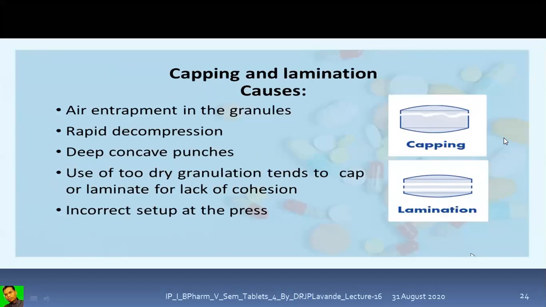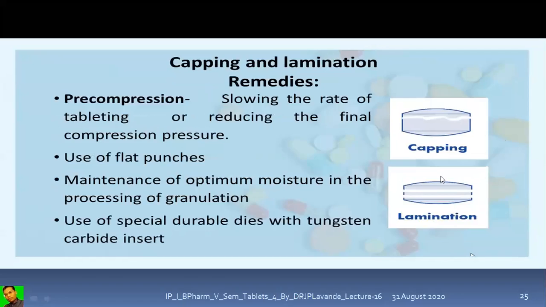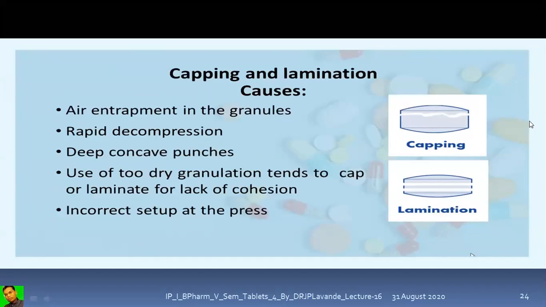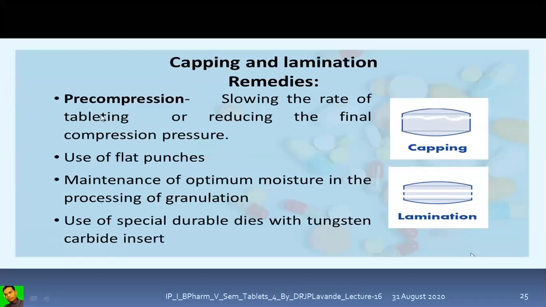Some amount of moisture, some amount of wetness, is required in the granules. If the granules are too dry, that will lead to capping and lamination. Incorrect setup of the presses is also important; if the machinery is not properly set, that will lead to capping and lamination. So what are the remedies? Once we identify the causes, very easily we can go for the remedies, how we can avoid and treat capping and lamination.